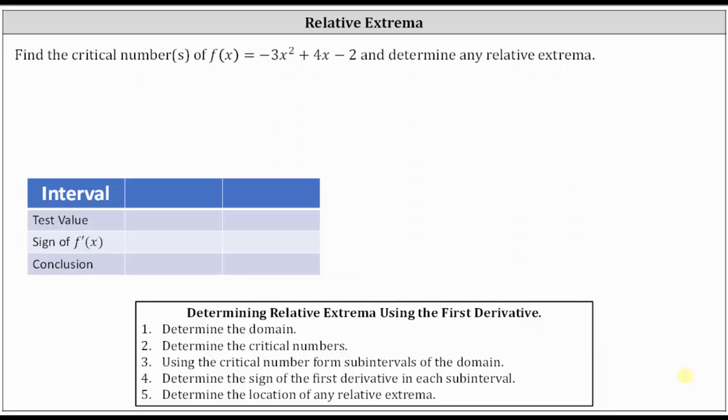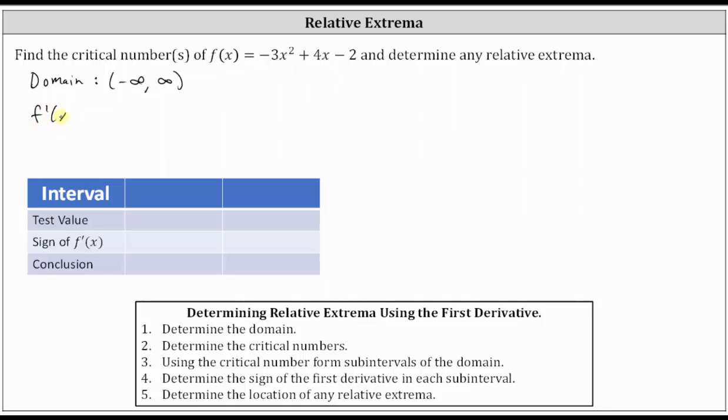In this case though, notice how because we have a quadratic function, the domain is all reals. So if we want to give the domain using interval notation, we would say the domain is the open interval from negative infinity to positive infinity. Next, to determine the critical numbers, we determine where the first derivative is equal to 0 or undefined. So let's go ahead and find the first derivative.